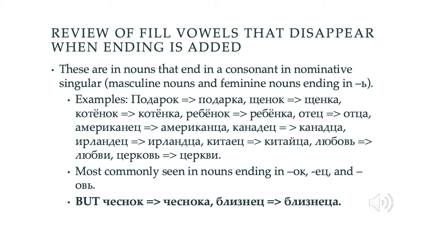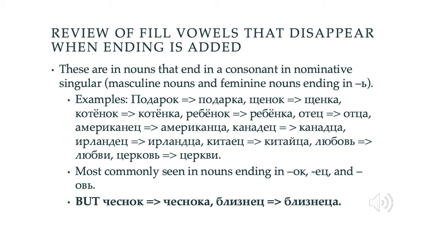And then a couple of feminine ones. Любовь, love, becomes любви. Церковь, a church, becomes церкви. These types of fill vowels are most commonly seen in nouns ending in ок, like подарок, щенок, котенок, and so on and so forth.